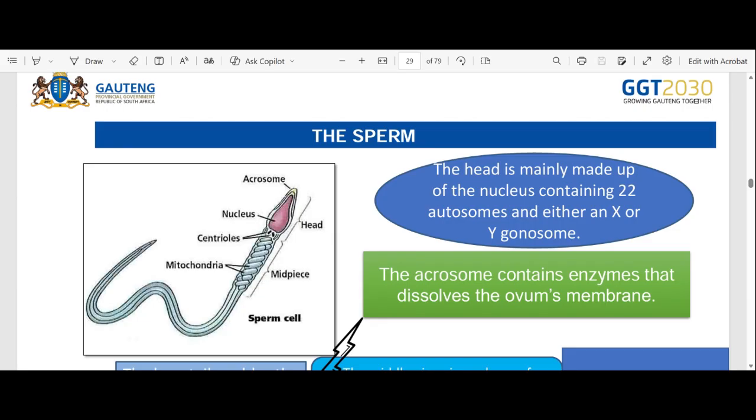It has three parts. You have the tail, the middle piece, and the head. The tail is responsible for movement. I hope that makes sense. The middle piece contains the mitochondria within it. And the function of mitochondria is to provide the sperm with energy.